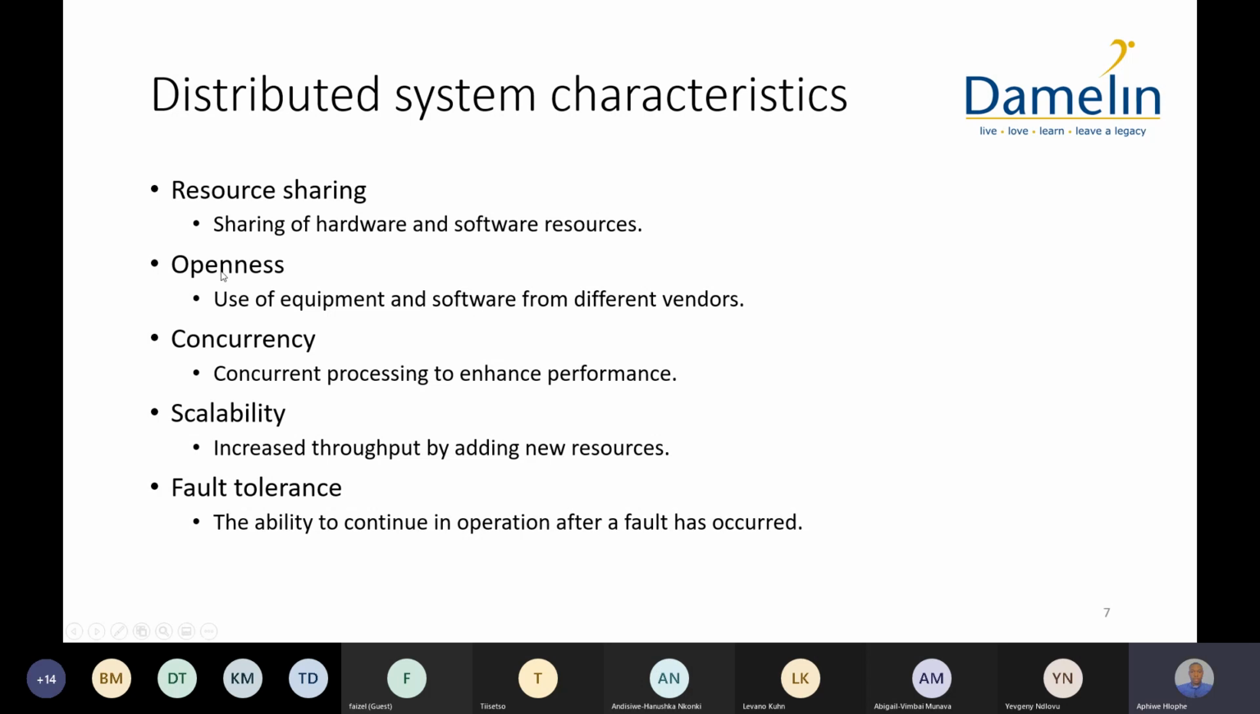And also openness, okay? So when it comes to distributed systems, it has to be open to equipment that comes from different sources, whether it be software or hardware equipment, or software manufacturing vendors. So the distributed system cannot discriminate. It has to accommodate everyone. And we're going to talk about how that is done later on.